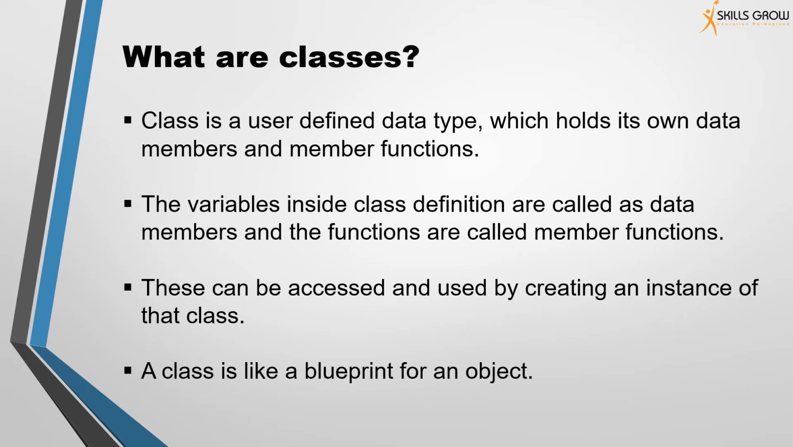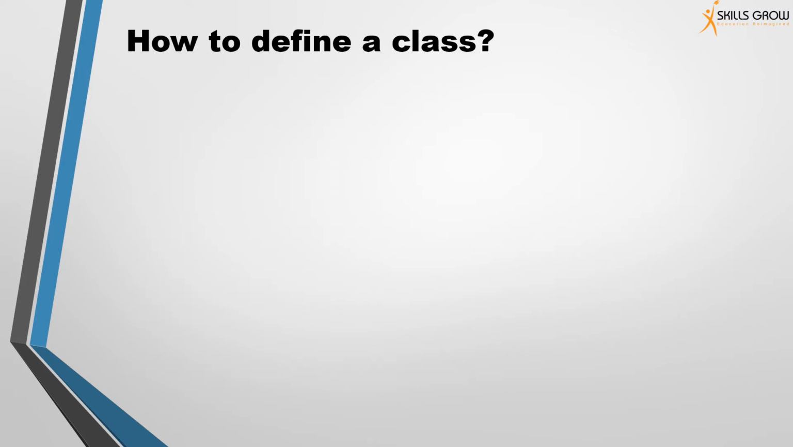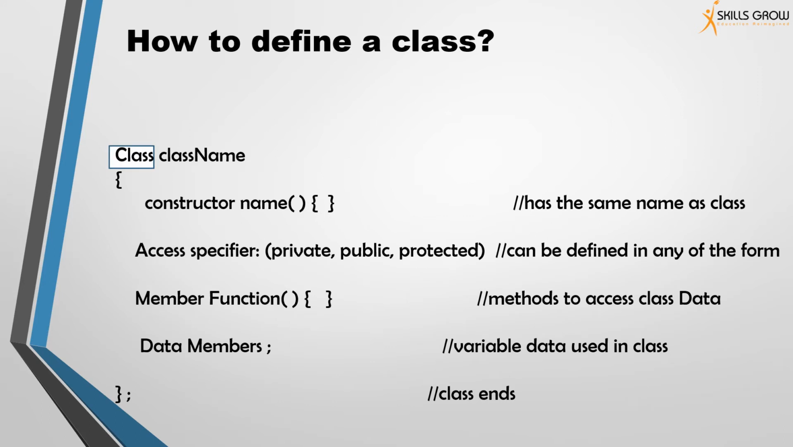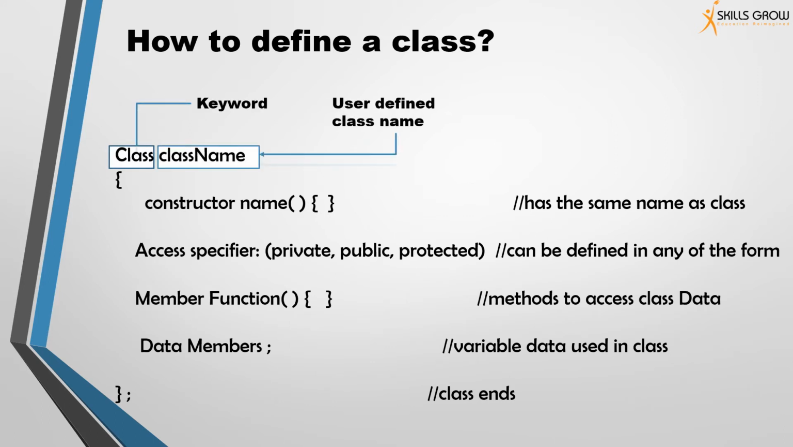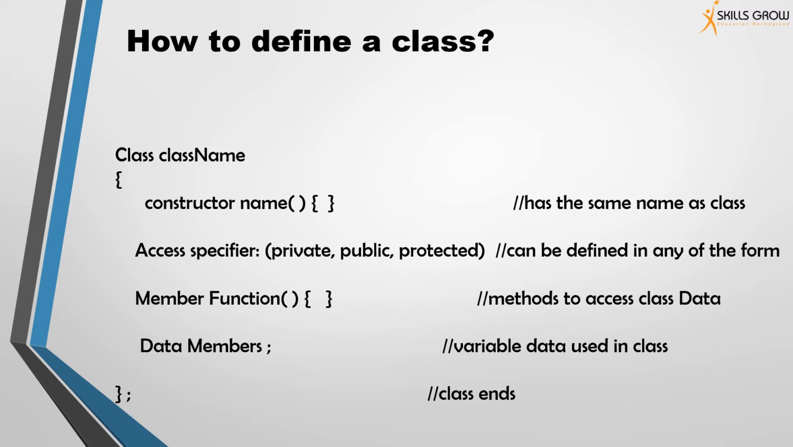We have known that a class is a user-defined type. But how to define a class? A class can be defined by writing the class keyword and our own class name. Here, each class contains a constructor which has a similar name as the class, the access specifier, and the member functions and data members.